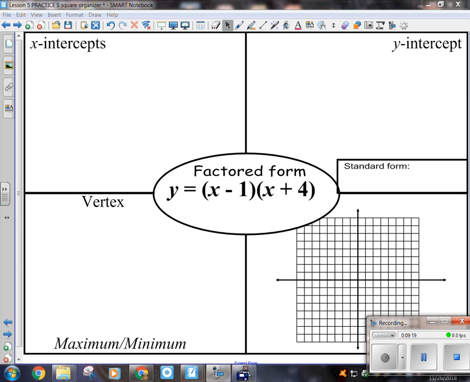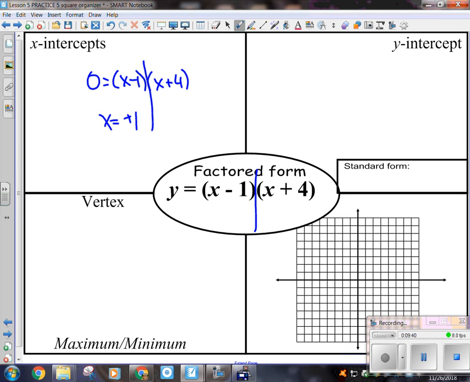All right. Let's see if we can go a little quicker. We spent a long time on that one. Who knows what to do for x-intercept? So 0 is equal to x minus 1 times x plus 4. If I split, anybody know what they are automatically? Positive 1 and negative 4.